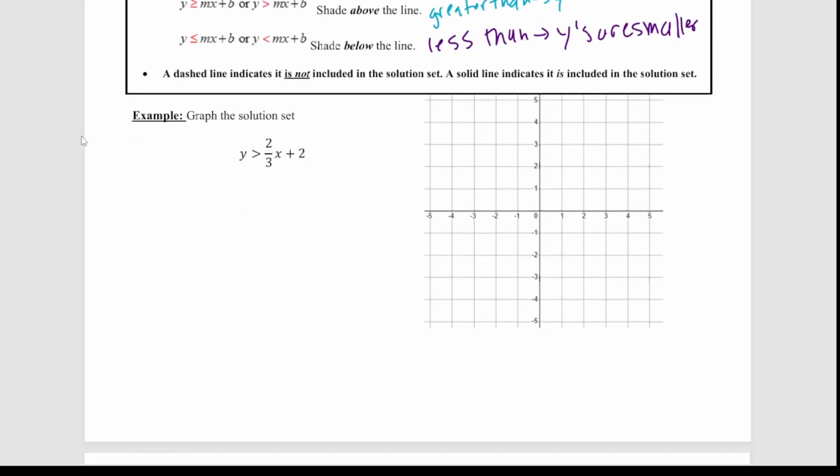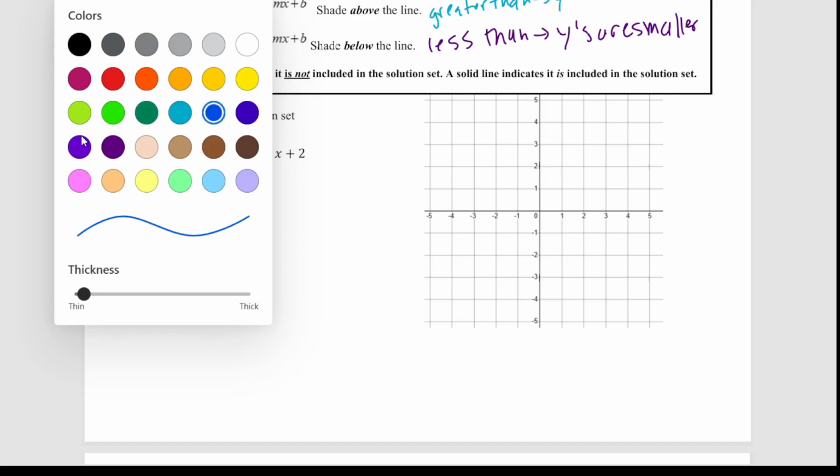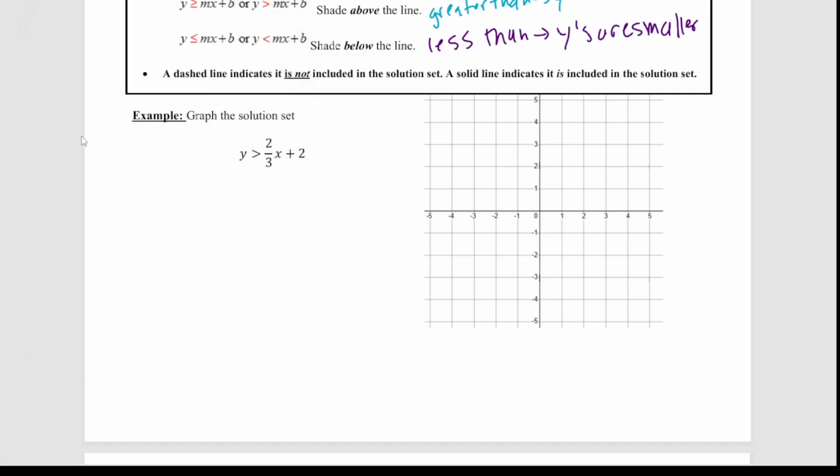Let's say we wanted to graph the solution set to y is greater than 2/3 x plus 2. This has already been arranged in slope-intercept form, which is great. So now we're going to first graph y equals 2/3 x plus 2. We're just going to pretend the inequality symbol's not there.